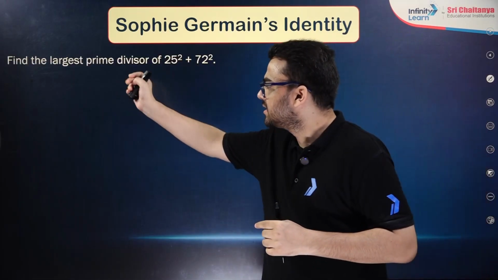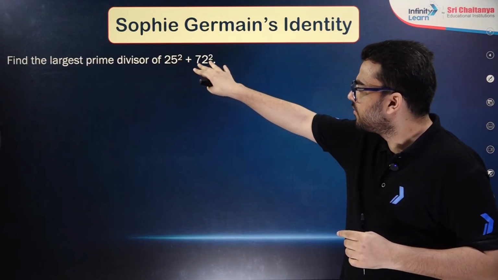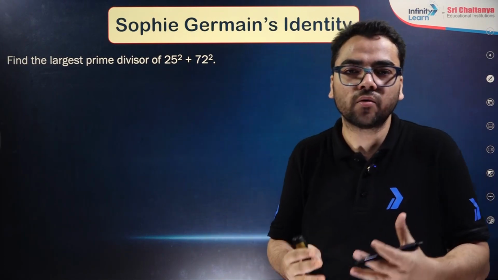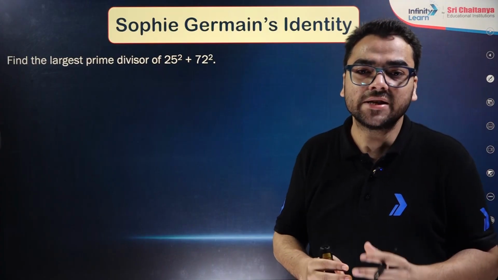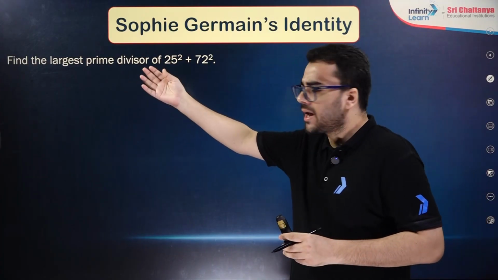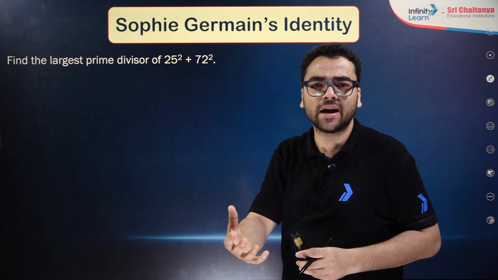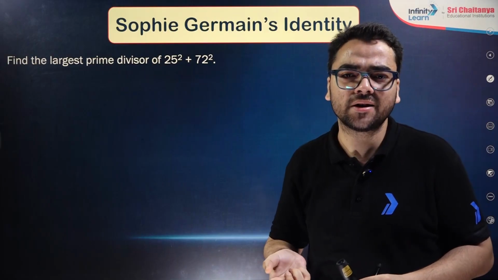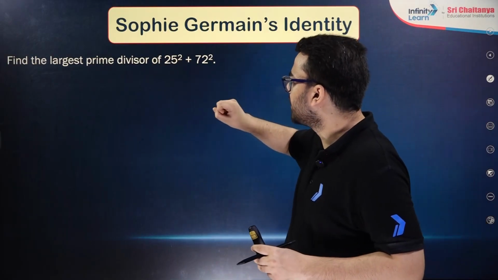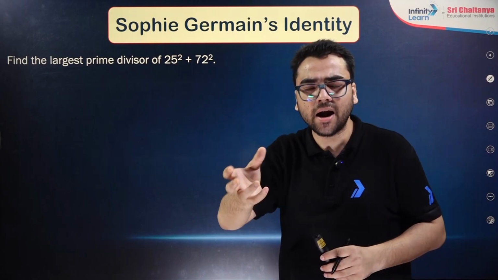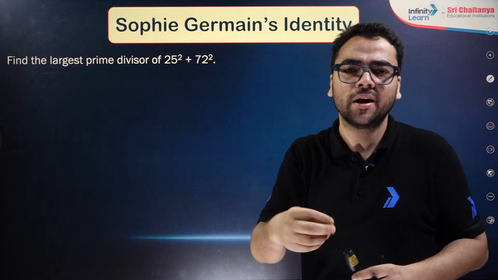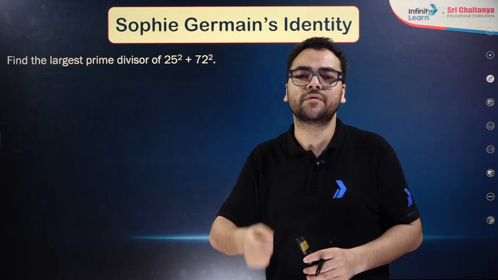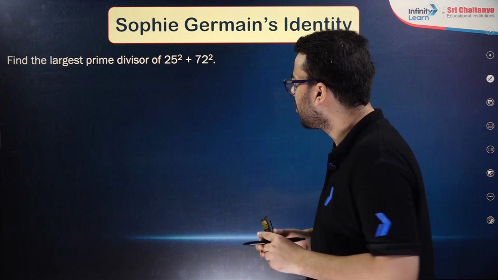So for example, you see this question: find the largest prime divisor of this number. Now if you see this question, you will be like, oh my god, how will I know what the largest prime divisor is? So basically, in order to know the prime divisor or any factor, you need to do the factorization of it. So you'll go for prime factorization. But you see, if you find 25 square and then this square and then add and you do prime factorization, it will just waste your time. So instead of that, we can use Sophie Germain's identity in this. So you see how we can do it.